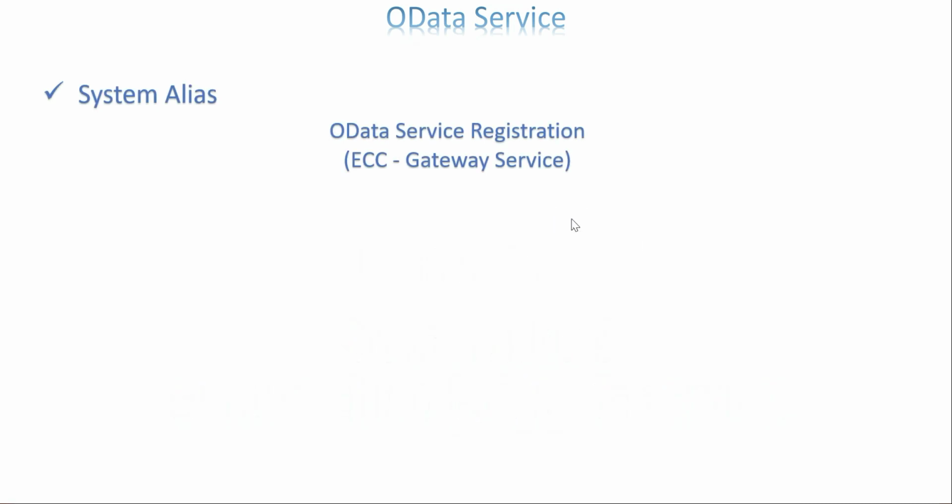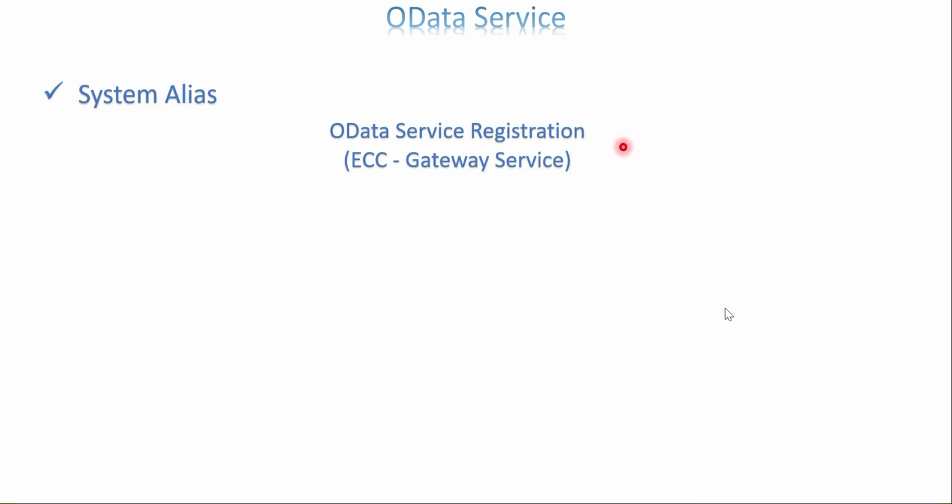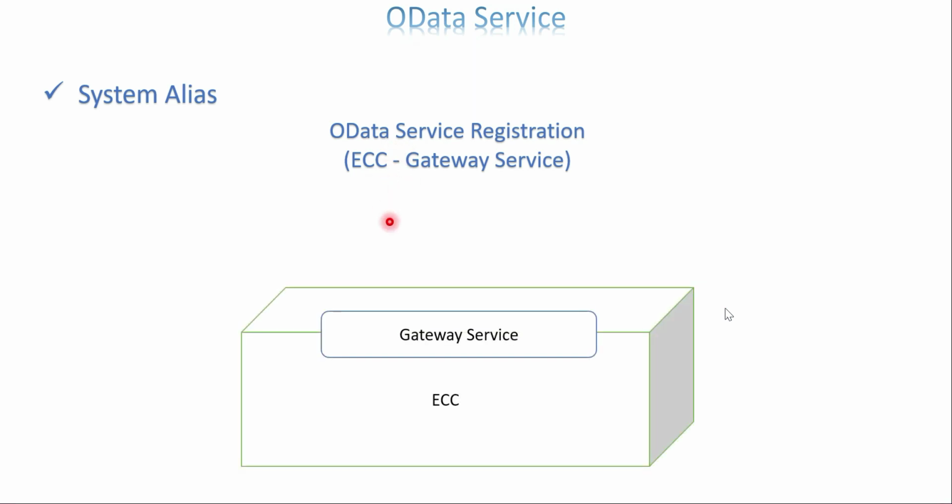Okay. So first I'm going to register my OData service in the ECC system itself. So this is a gateway service, not a server. Every SAP system by default has the gateway server. So if you want to register in the same system, then the system alias is local, right?